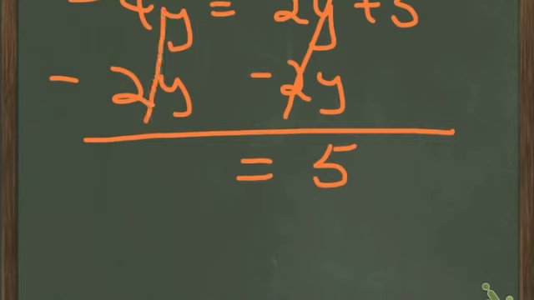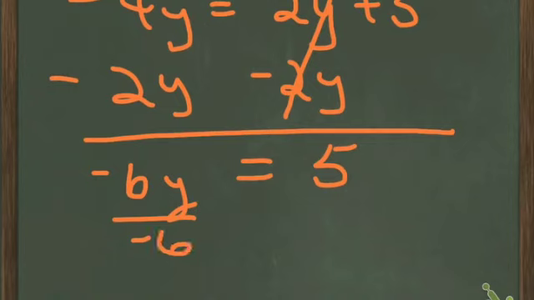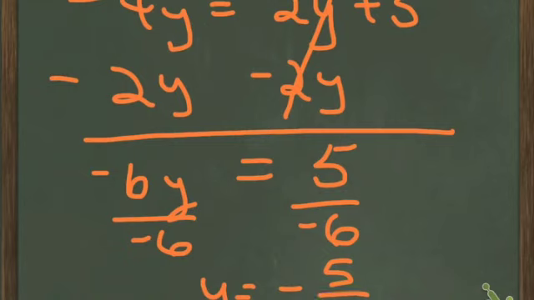Now here you got to be real careful with your subtracting. I have a negative 4 and I'm subtracting 2. I owe 4 and then I owe 2 more. So I have a negative 6y. I need to divide by the negative 6. It's not a problem. 6 doesn't go into 5, but that's okay. I have y equals a negative in front. It's a fraction, 5 over 6.